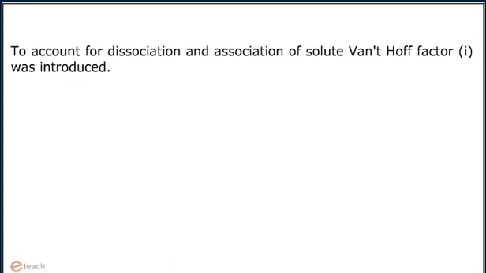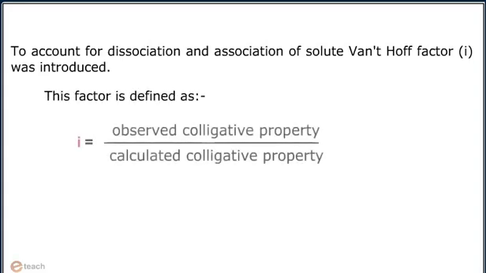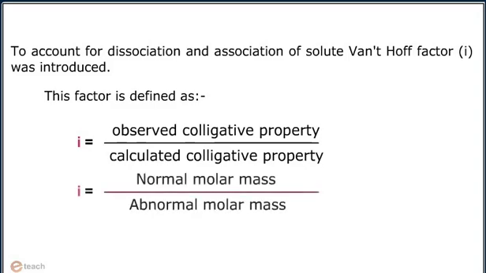To account for dissociation and association of solute, the Van 't Hoff factor was introduced. This factor is defined as i equals observed colligative property by calculated colligative property, i equals normal molar mass by abnormal molar mass.